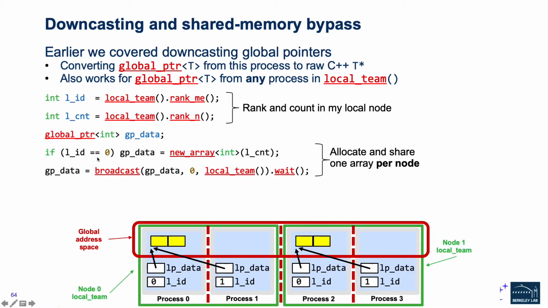Then we'll have only the process with rank 0 in each local team do the data allocation. The number of elements it allocates corresponds to how many processes are in that team. The result of our allocation, because we're using a UPC++ function to allocate within the shared segment, is a global pointer. Then process 0 in each team can broadcast that pointer to all the other members of the team. Here we're passing the local team as an argument to broadcast, which means this collective will be only over the processes within that team.